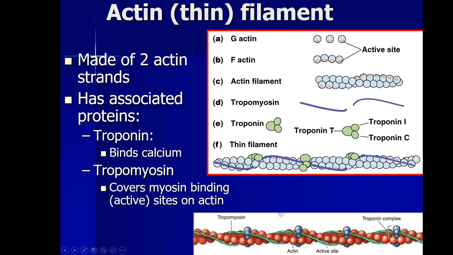So it's going to block them until you're ready for muscle to contract, and then something's going to happen to move it out of the way, and we'll talk about that later. So tropomyosin's job is to cover up those binding sites. Troponin's job is to bind calcium, and the rest is just this actin filament. Looks like 2 strands of beads wrapped around each other.